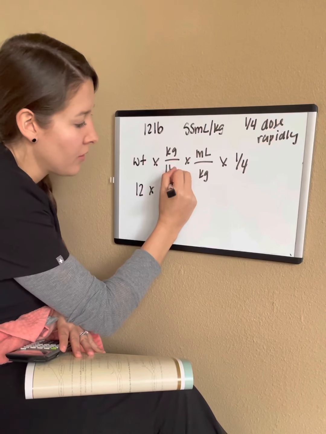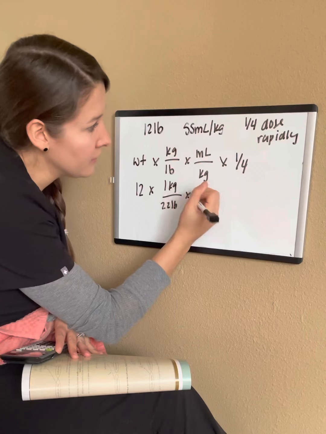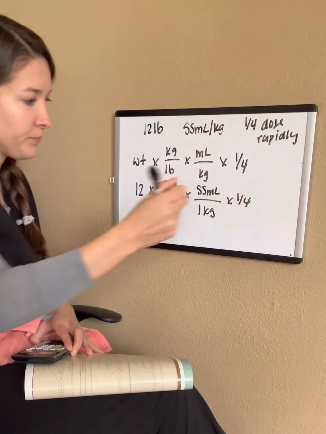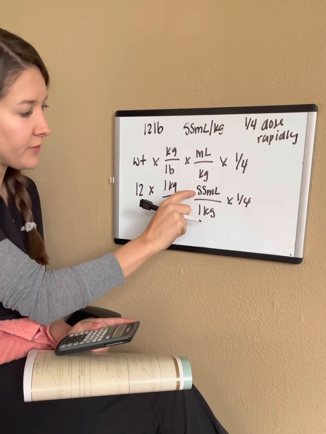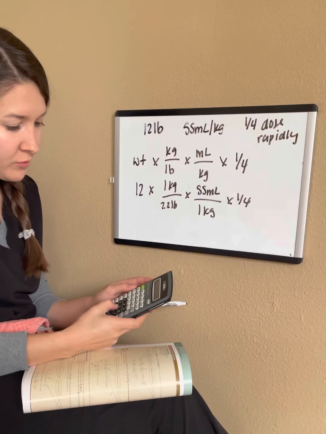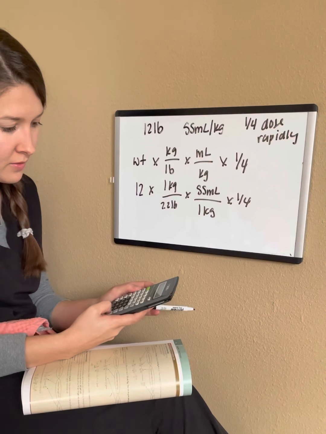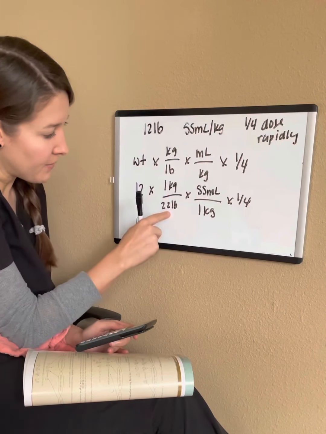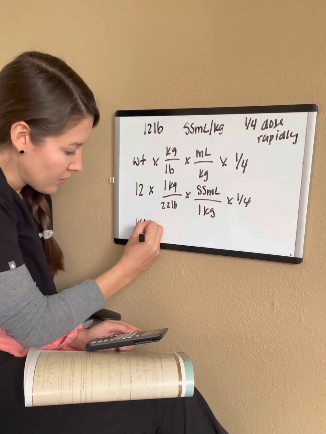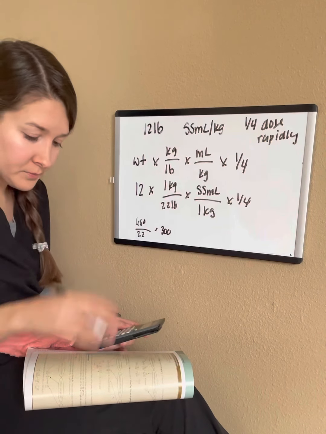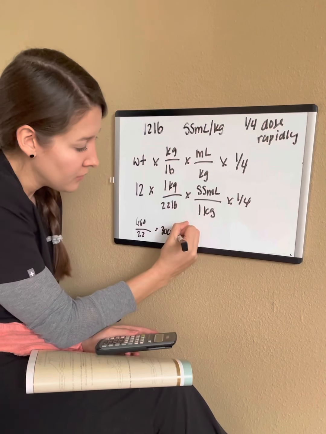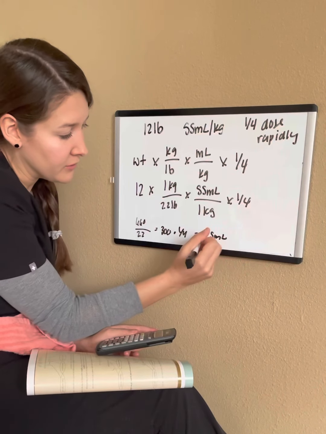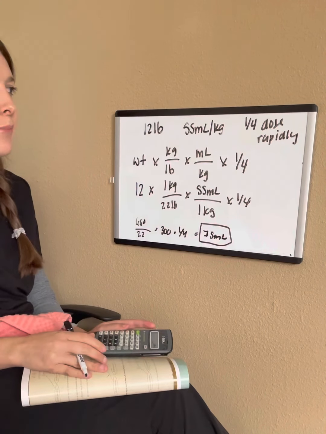So 12 pounds, 1 kg, 2.2 pounds, 55 mils, 1 kg, times 1/4. So again, you're going to multiply this top part, so 55 times 1 times 12. So 55 times 12, $660 divided by 2.2. That equals 300. But you're going to multiply that by the quarter dose. And that will give you 75 mils. So you're going to give this patient 75 mils of fluid rapidly.